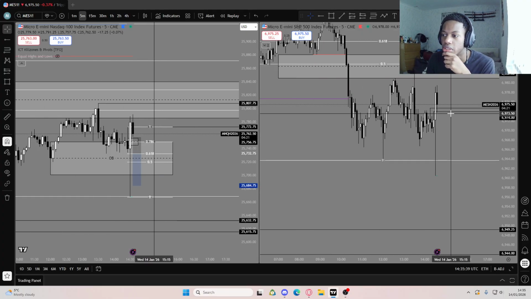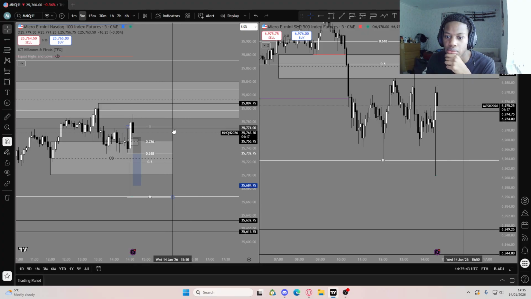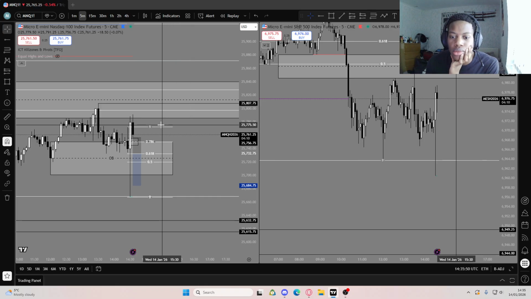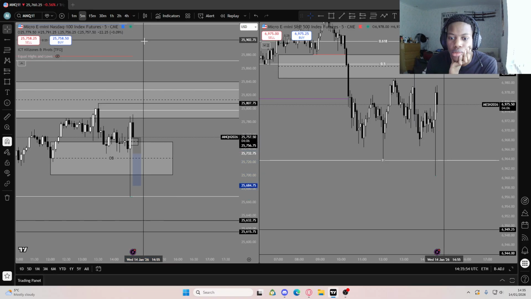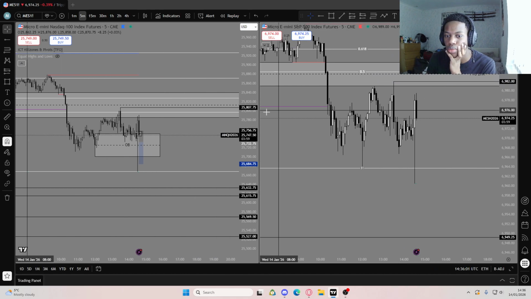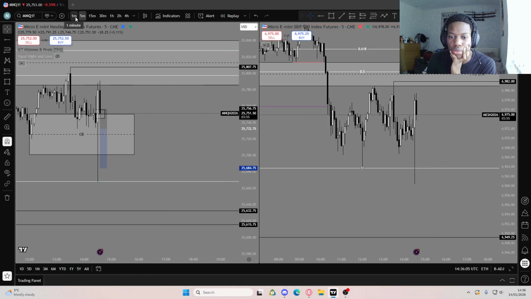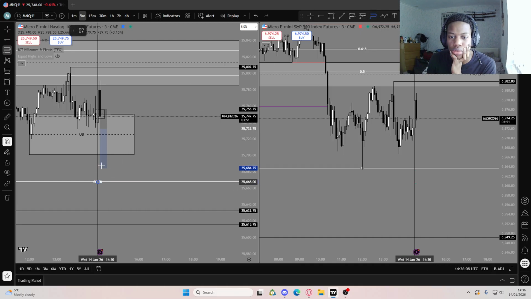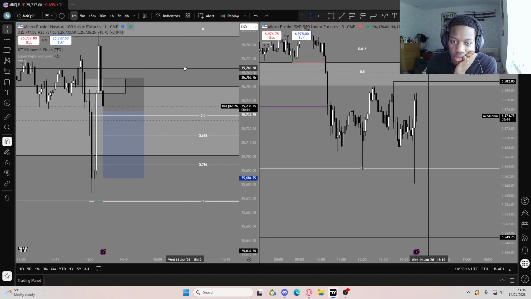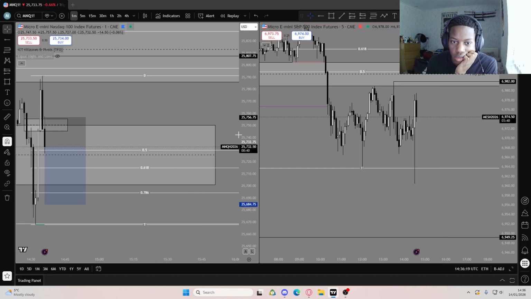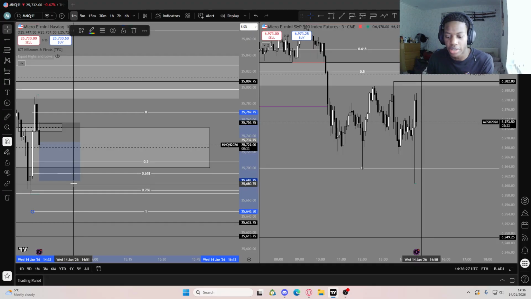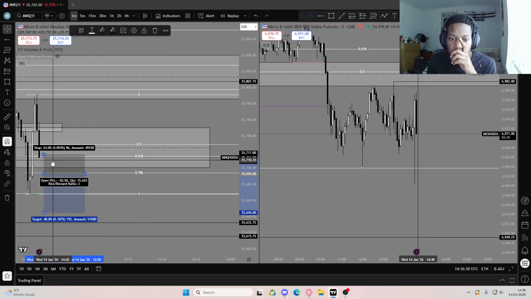Do we have any more SMTs? I can delete these now, they're kind of useless to us. So what do we want to see? Although we traded into there, equilibrium. On a closure below 0.78, that would also be an inverse of this fair value gap. So that would be a nice entry.